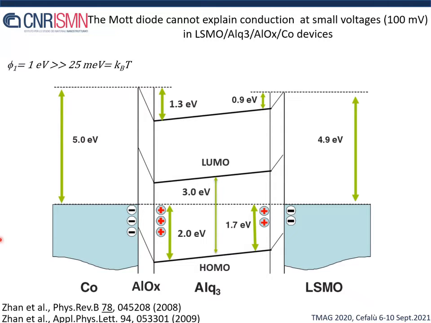The fact that the magnetoresistance can be measured at low voltages, such as 100 millivolts, suggests that the usual picture of the energy level alignment for these devices is not adequate to explain the observed behavior. As you can see, for hole and electron injection in the organic semiconductor, there are energy barriers in excess of 1 electron volt, so that charge injection into the molecular semiconductor should be much smaller than the one observed.